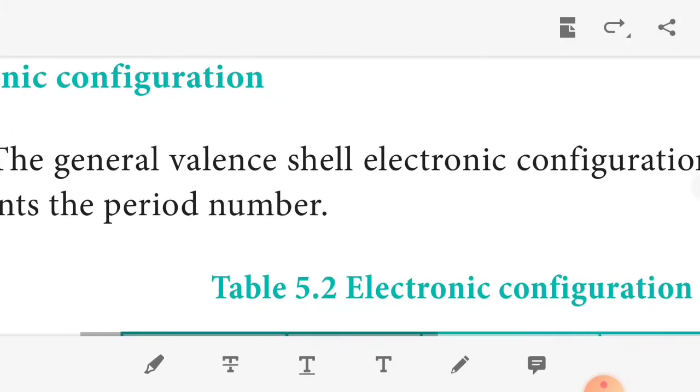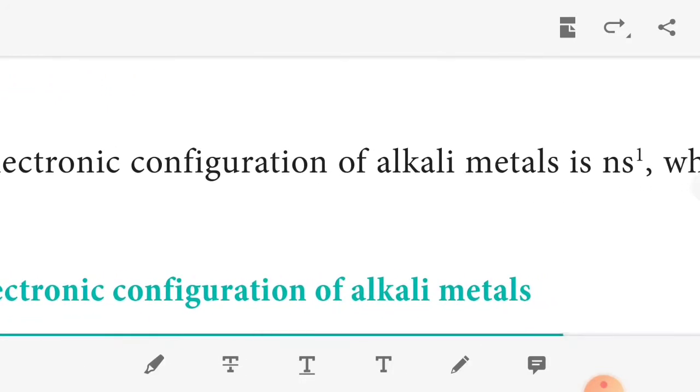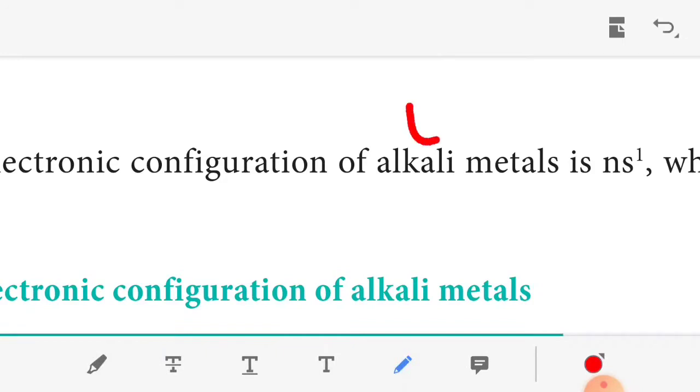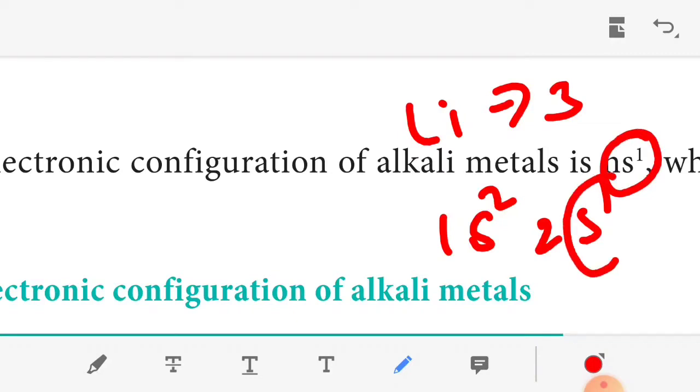The general valence electronic configuration of alkali metals is ns1. Take the example of lithium. The atomic number of lithium is 3, so we can write the electronic configuration 1s2, 2s1. This 2s1 is ns1. So the outermost valence shells all contain s1.